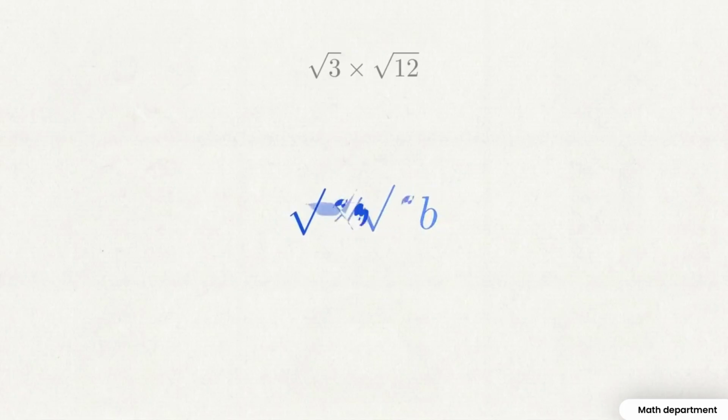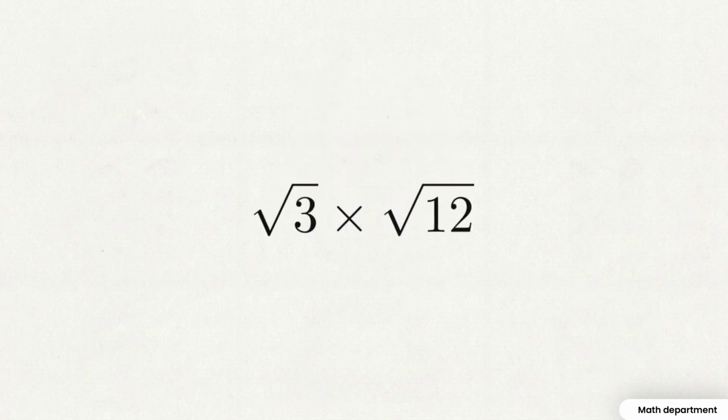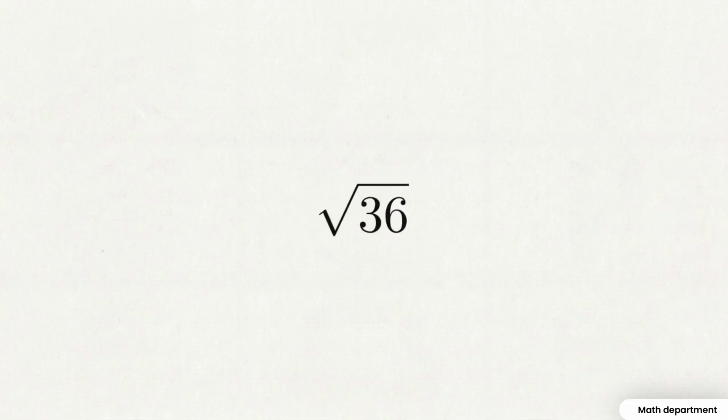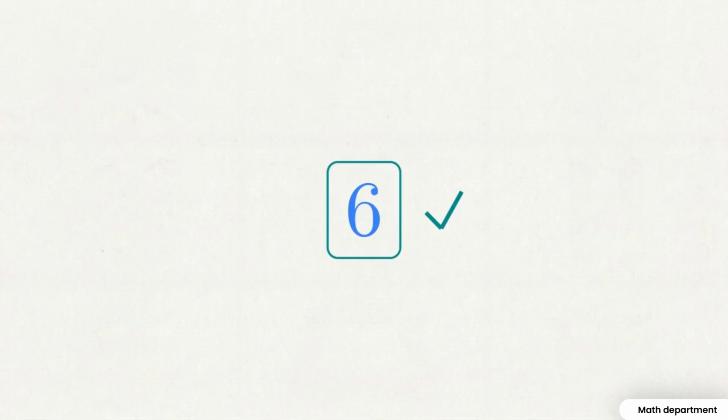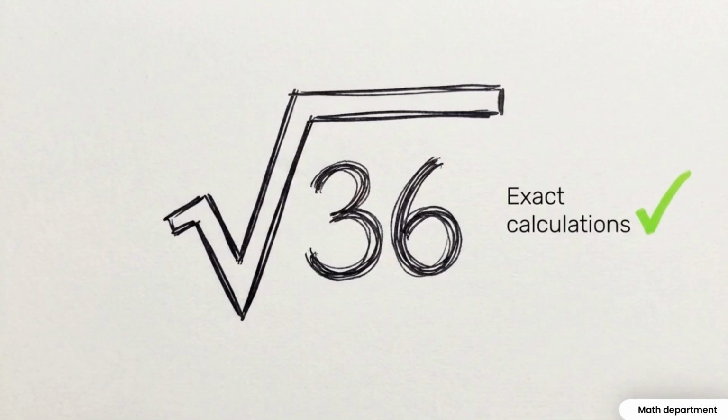As long as the roots are the same type, like 2 square roots or 2 cube roots, you can multiply the numbers inside directly together under a single root. So the square root of 3 times the square root of 12 combines to become the square root of 36, and that simplifies to exactly 6. No messy decimals required. Keeping numbers in their radical form guarantees clean, exact calculations from the first step to the final answer.